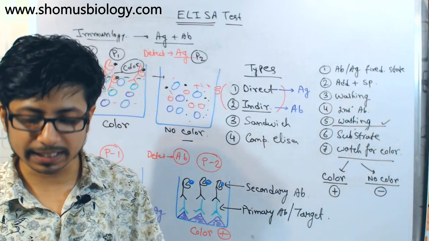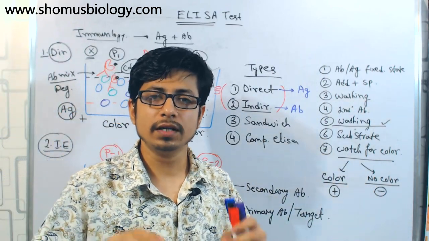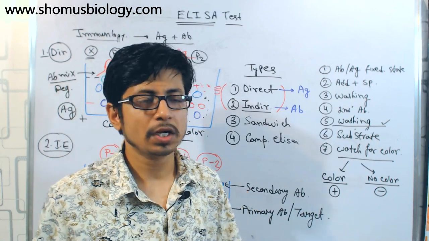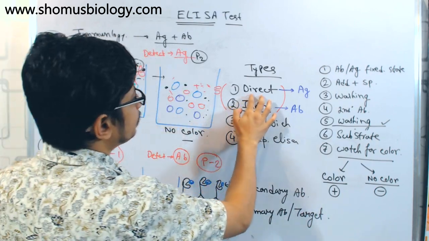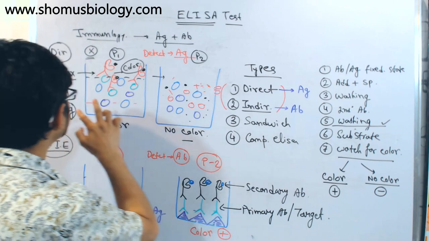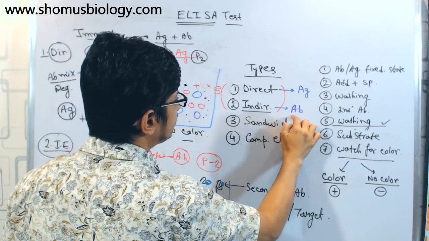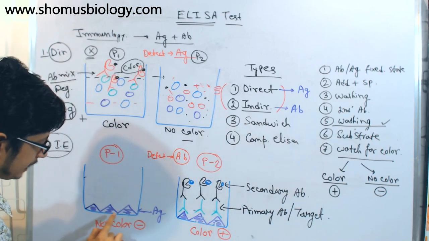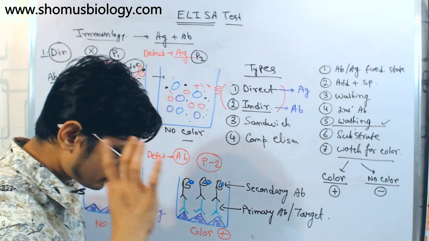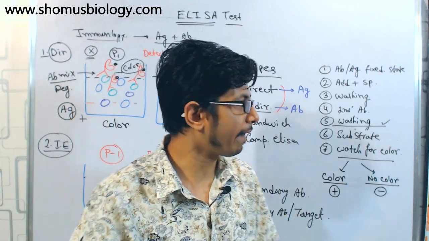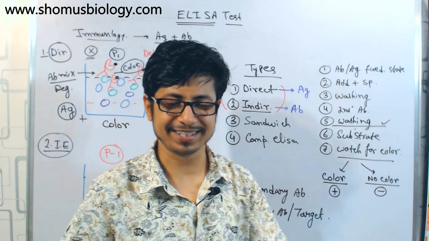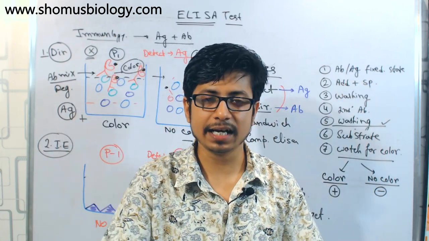Using indirect ELISA, we can find out the presence of a specific target antibody. So these are the two steps. In direct ELISA, we are detecting antigen utilizing antibody reagent. In indirect ELISA, we are detecting antibody using antigen fixed to the well. That's how simple it is, following these steps of reaction. So that's all about direct ELISA and indirect ELISA.